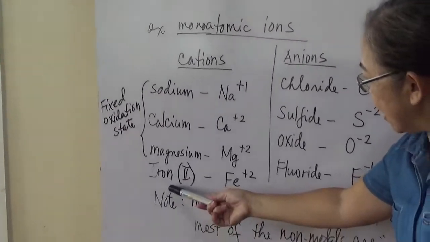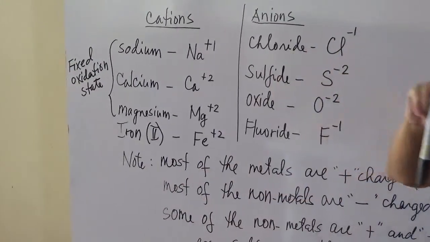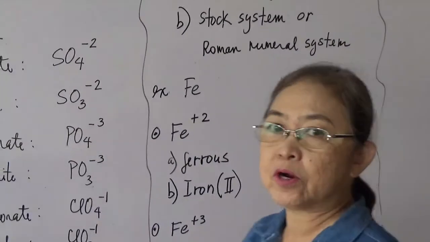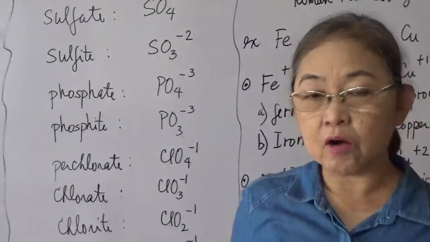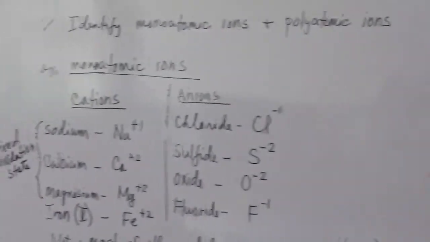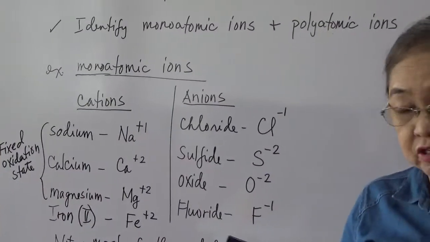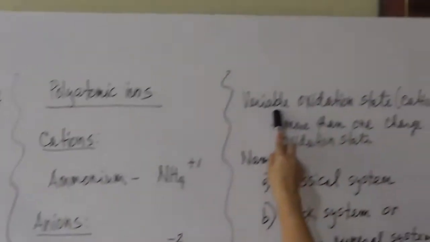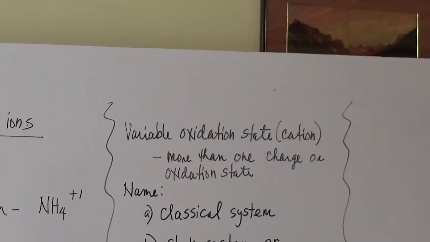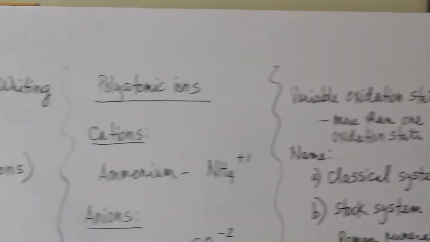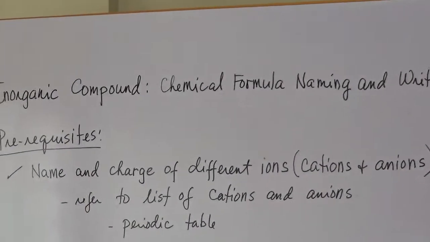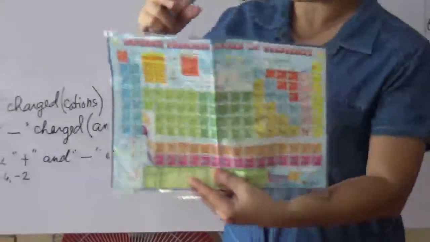So again, monoatomic ions, for example, iron. Now iron has two charges, the +2 and the +3. Where can we get the charge? How are we going to know that that atom or element has more than one charge, or has a variable oxidation state? You can check it in your periodic table. Mary Michael, can we look at your periodic table? And everybody should look at their periodic table.